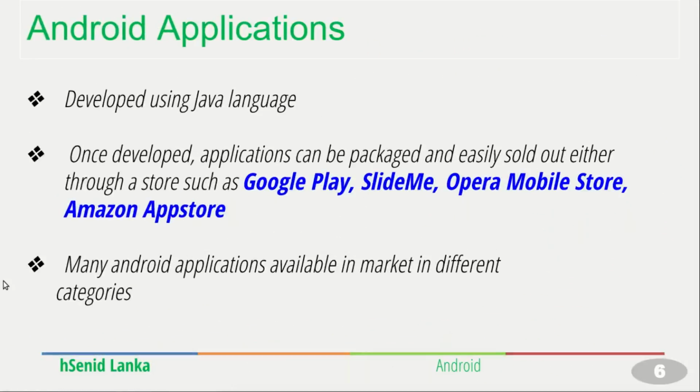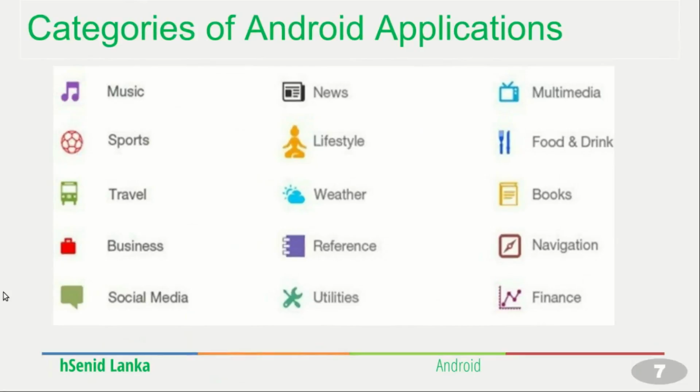Android applications. These are the applications which are developed for the Android OS. Normally they are developed using the Java language, and once developed, applications can be packaged and easily sold through a store such as Google Play or Opera Mobile Store, etc. Many Android applications are available in the market which fall into different categories. Here you can see the different categories of Android applications. You can find Android applications in music, sports, travel, business, social media, food and drink, or multimedia, or any of these categories.